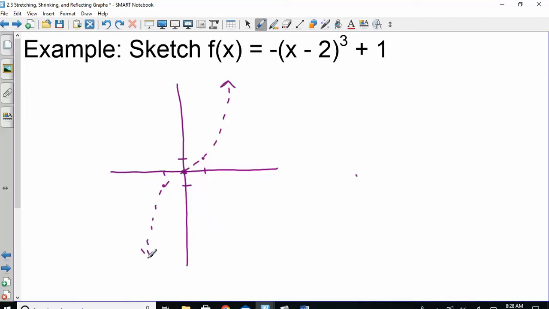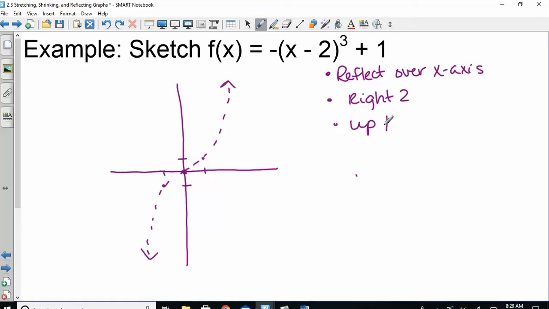Alright, let's write down what our transformations are. What would this negative out in front do? Reflect on the x-axis. Yep, make sure y is negative so it flips over the x. What does the minus 2 on the inside do? Right 2. That's from yesterday. And then what does a plus 1 on the end do? Up 1.